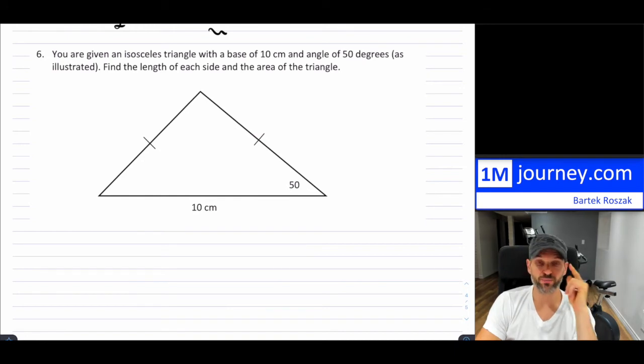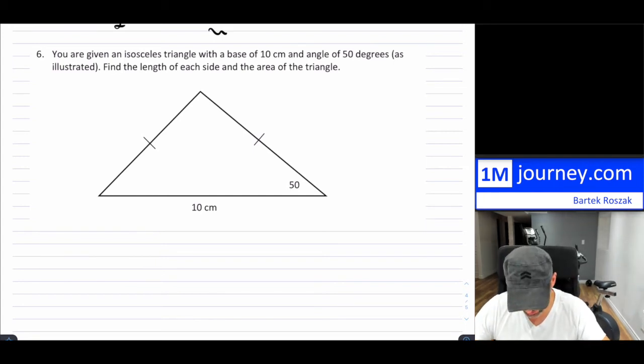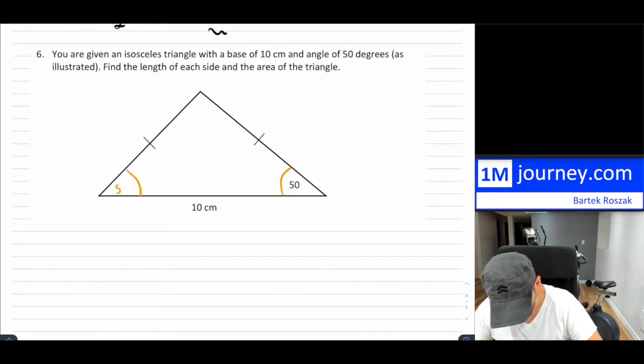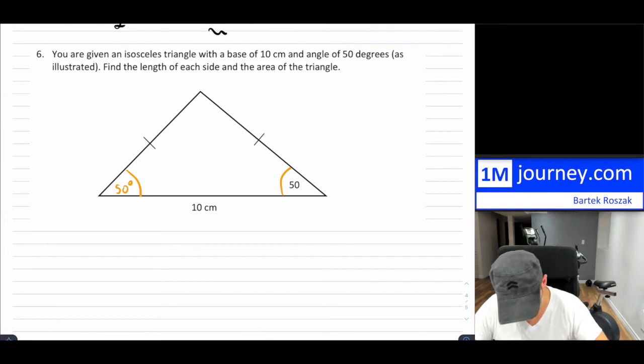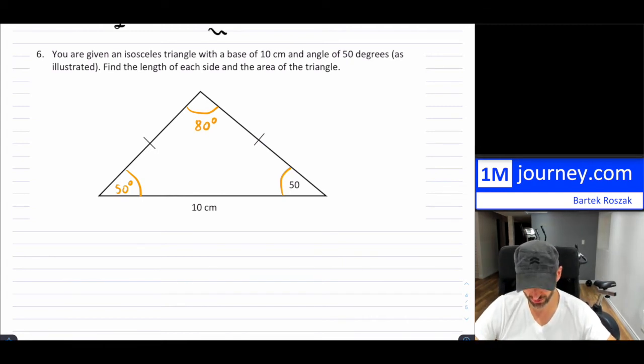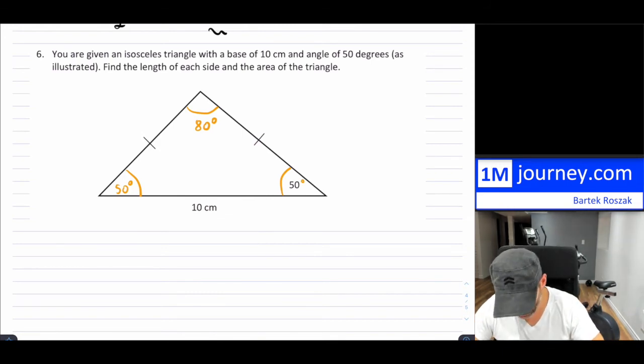Okay, so we're going to probably be using what we just did for the area, but let's see if we can find out all the sides. Okay, so how would we do that? Well, the only thing that we're given is we know that this angle right here is 50 degrees. Now, because it's isosceles, that means this angle is also 50 degrees. And because that is 50 degrees, I know that this is going to be 80 degrees, because all the angles have to sum up to 180 in a triangle. Now, these two sides are the same.